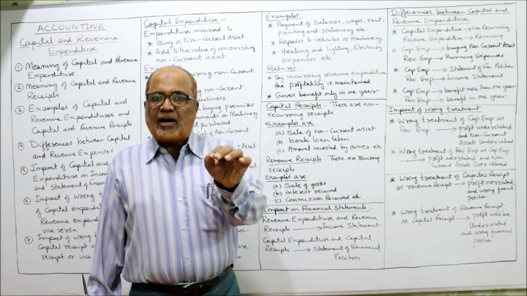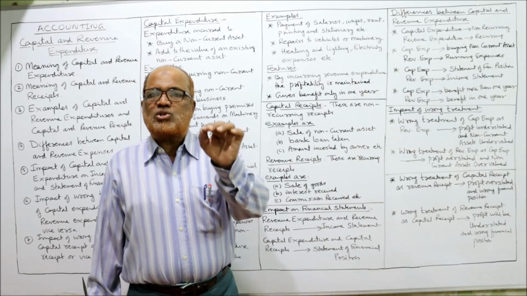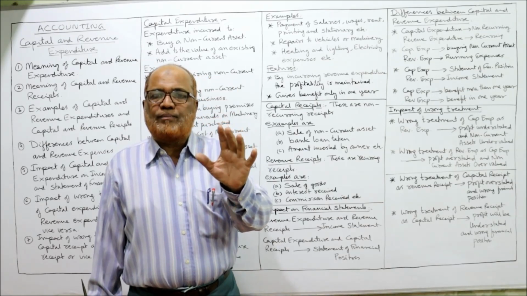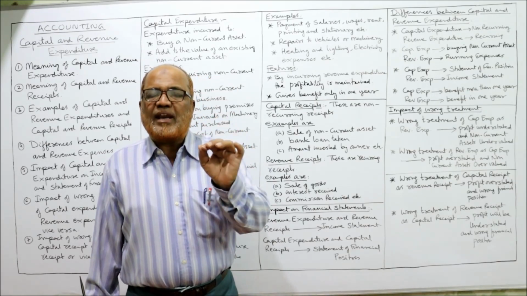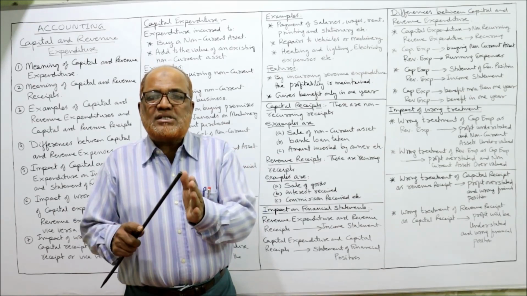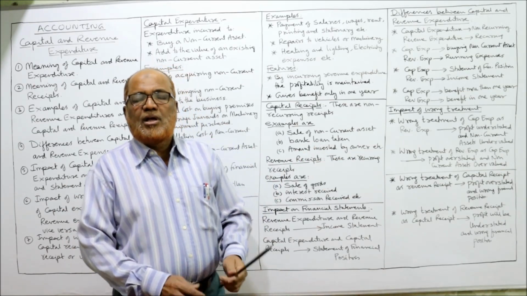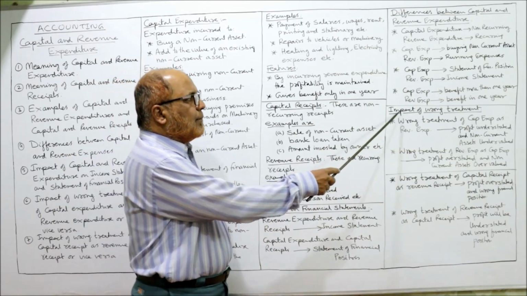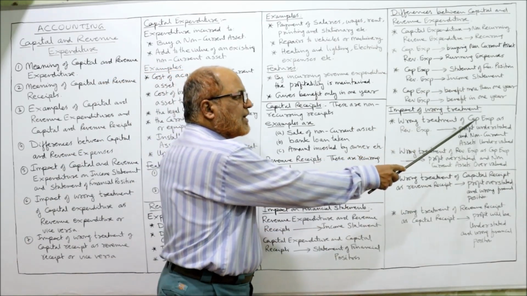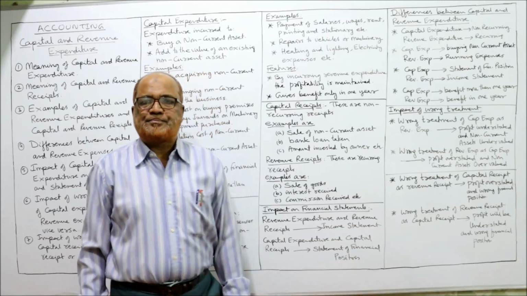So that's why, if a business wants to find out the true profit and true financial position, the business must clearly distinguish between capital and revenue expenditure. So what is the impact? Impact of wrong treatment. Wrong treatment of capital expenditure as revenue expenditure.